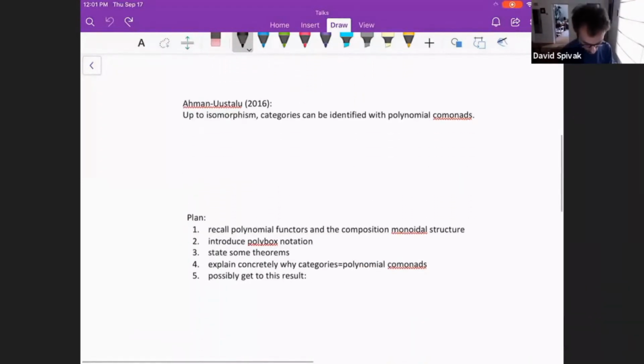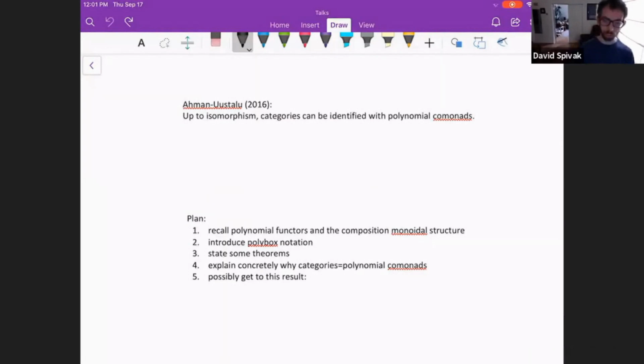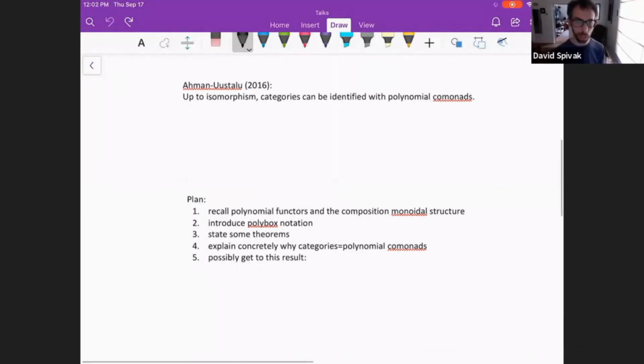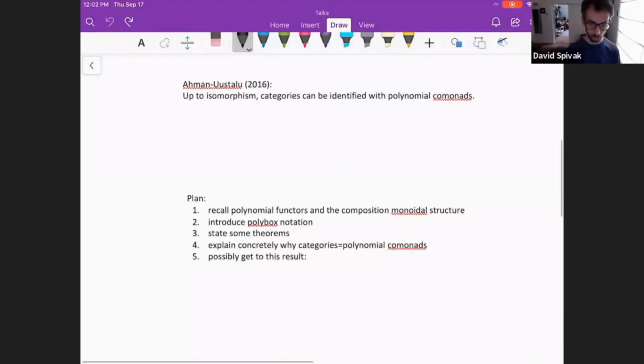So the plan of the talk is that I'll recall what polynomial functors are, so you don't have to know right now, and the composition monoidal structure. I love how it tells me that I've misspelled all these words. Anyway, I'll introduce this new notation called polyboxes. It's just a simple way of thinking about polynomial functors and the maps between them. And that's going to be the way that we prove concretely why polynomial comonads are categories. And then I'll state some theorems, one of which is this Ahman and Uustalu theorem. And then I'll explain concretely this fact.